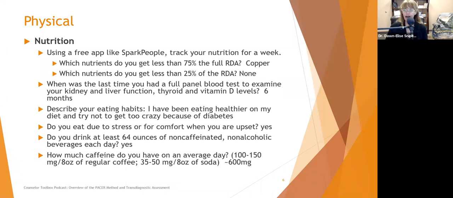How much caffeine do you have on an average day? About 600 milligrams. That's pretty average. And somebody asked the other day, and I don't have it pulled up.